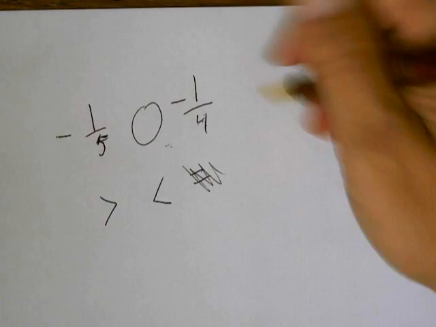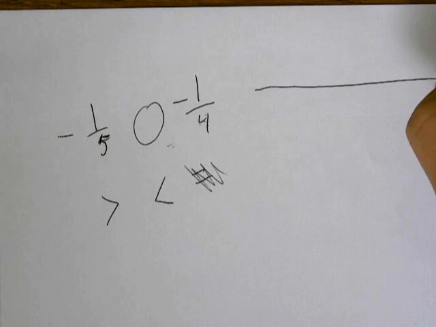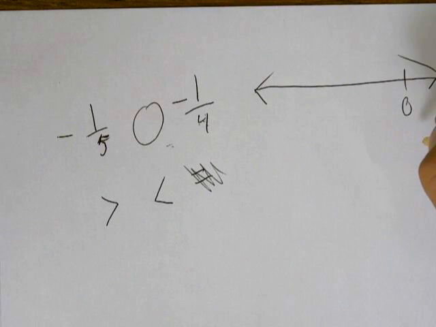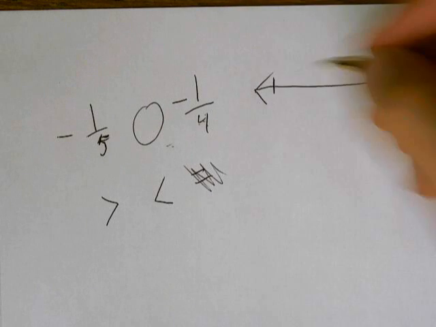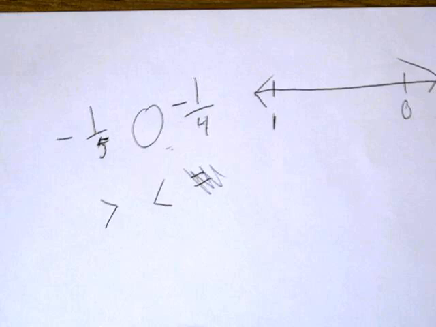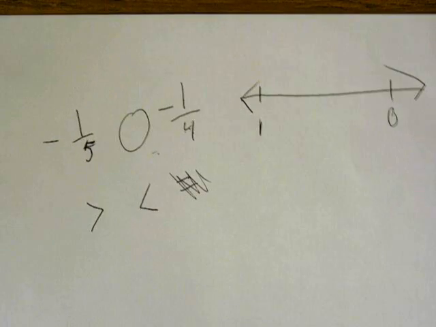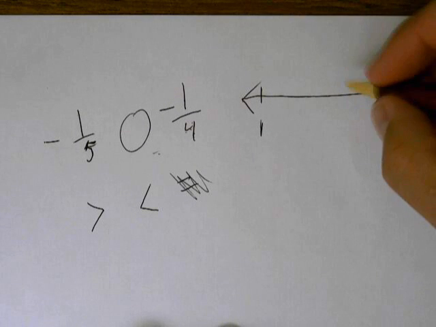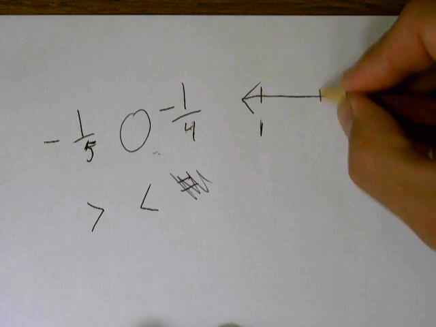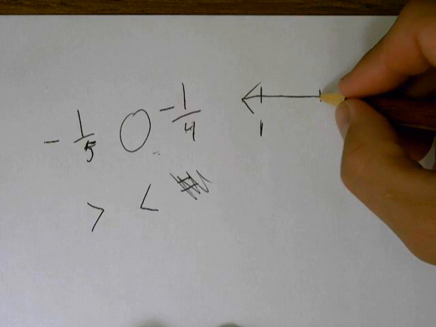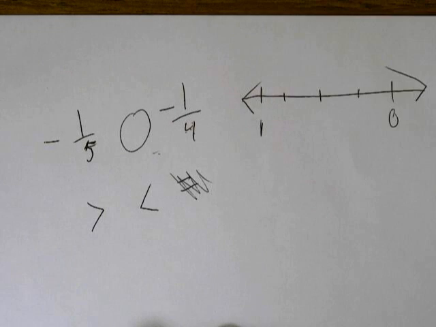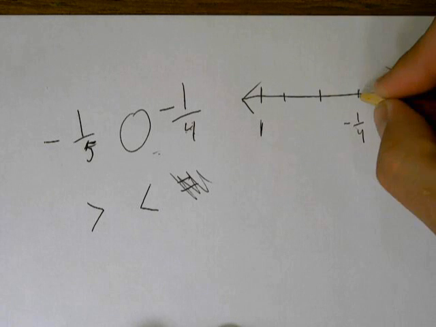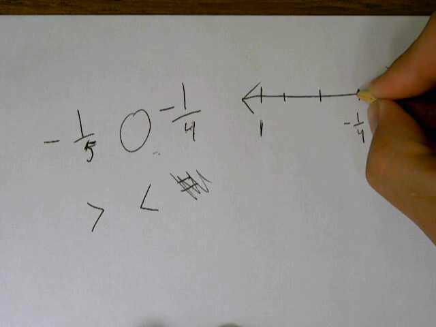So one way to do this is to put it on a number line. And I'm going to put 0 right here, and I'm going to put 1 right here. So I have a fairly simple number line. And if I divide this up into 1/4, 2/4, 3/4, and 4/4, negative 1/4 is right here.